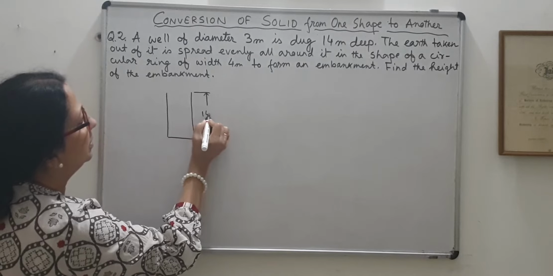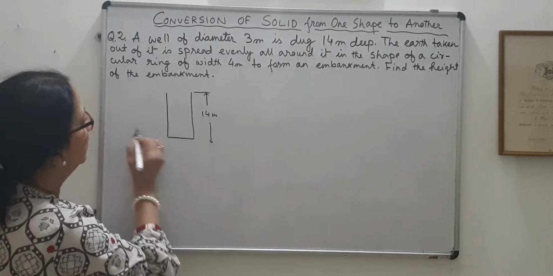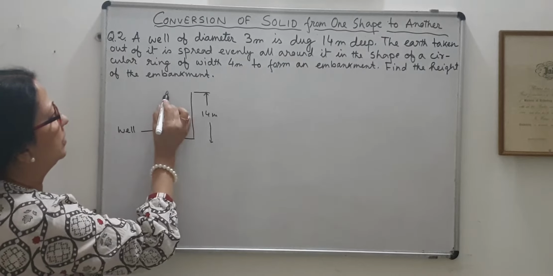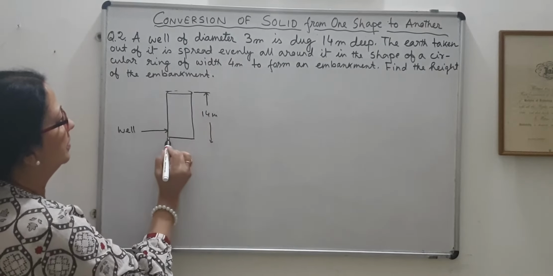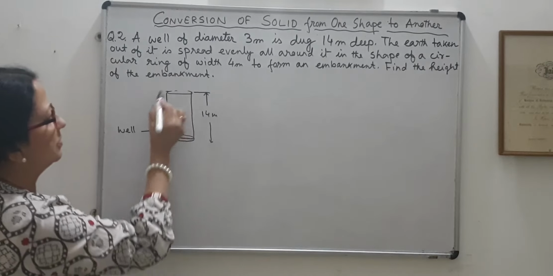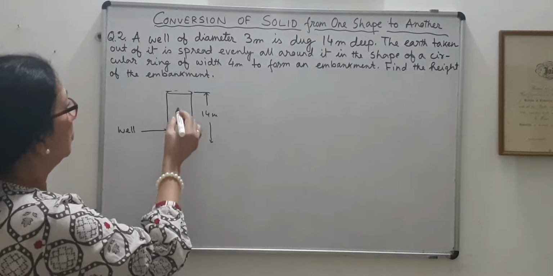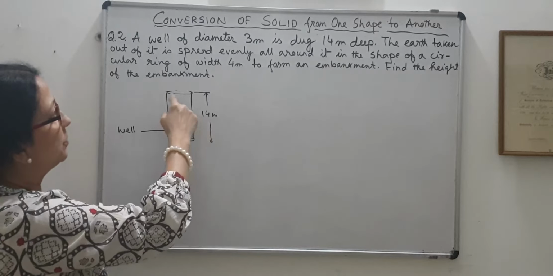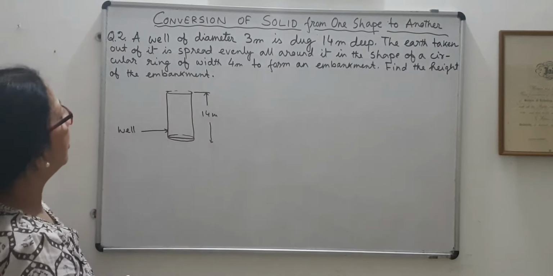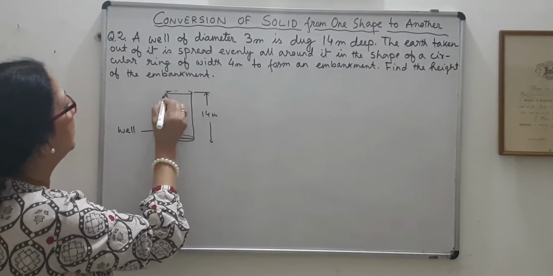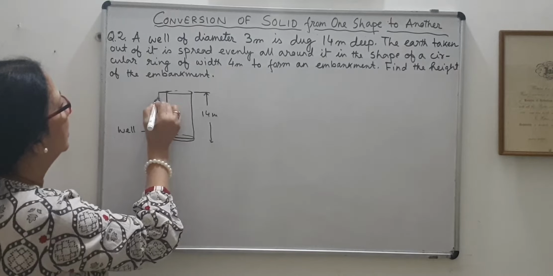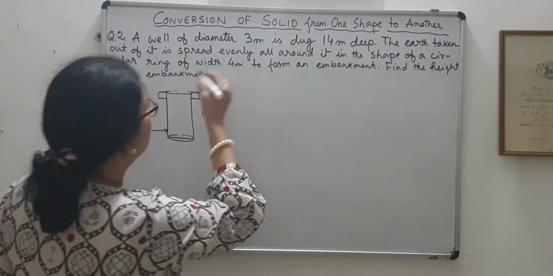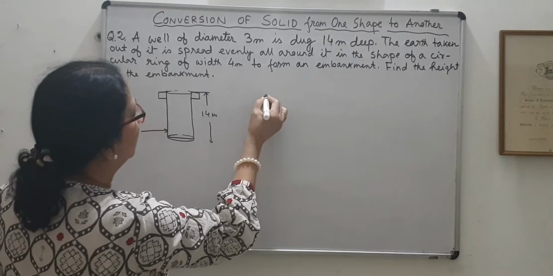It is 40 meter. This is your well, and you know it is circular in nature. And this is a cylinder. So the volume of the earth taken out is spread evenly around it to form a circular ring. That means it will have an embankment like this, say. If you see from the side, it is like this. And if you see the cross-sectional view, the top view, it will be like this.